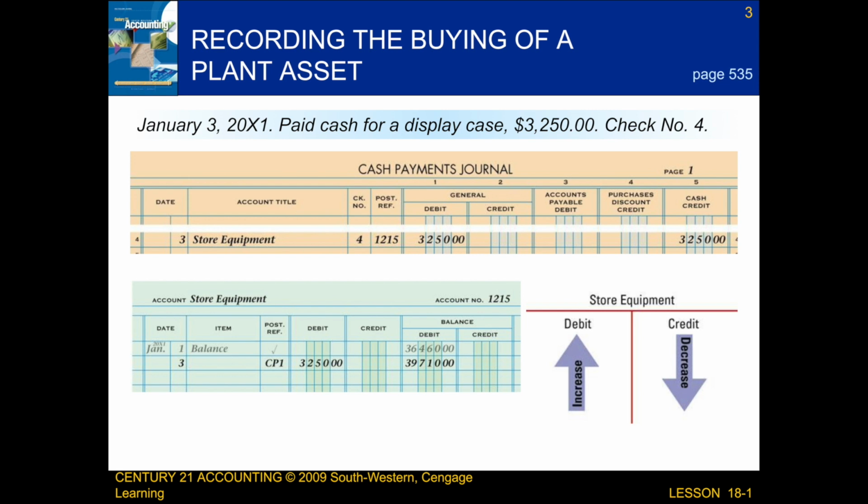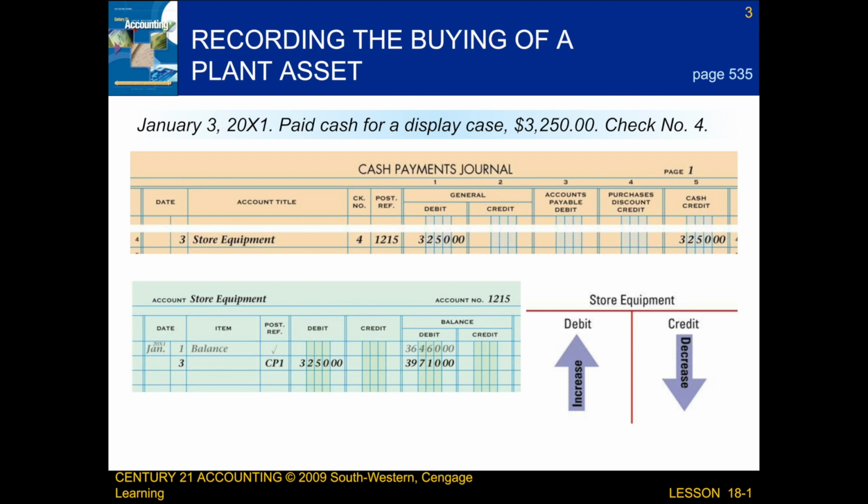First, we write the date, which is January 3rd, in the date column. Next, we write the account title, which is store equipment, in the account title column. After that, we write the check number, which is 4, in the check number column. Following that, we record the amount, which is $3,250, in the general debit column. Then, we record that same amount as a credit to cash in the cash credit column.